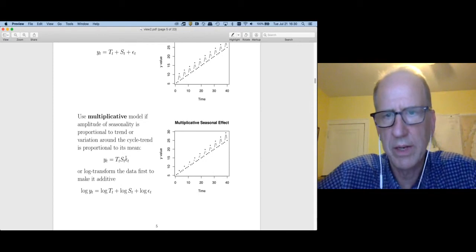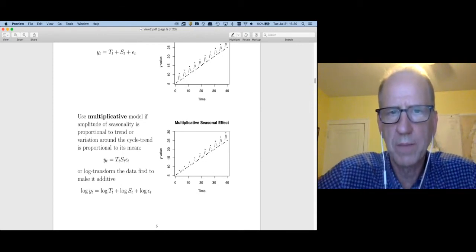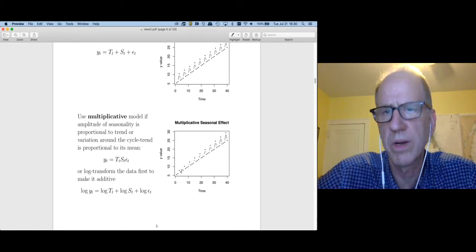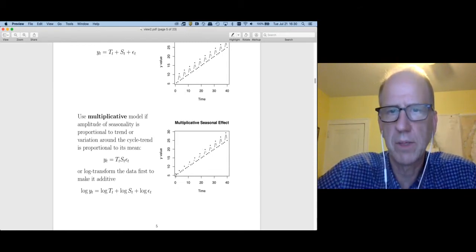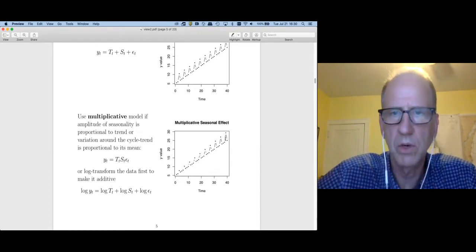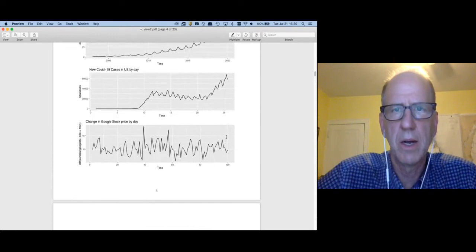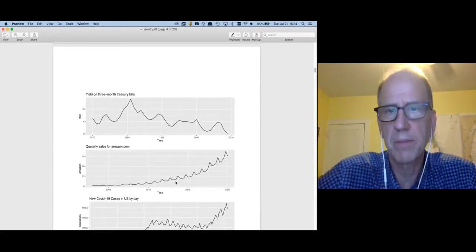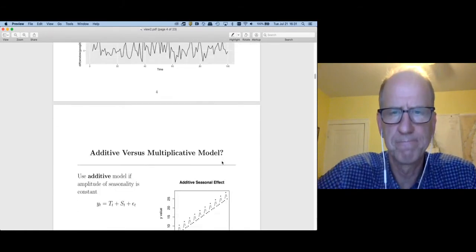Multiplicative, on the other hand, is where it's a product. Okay, so it's going to be the trend component times the seasonal component times the error component. The error component here is 1. And so this gives rise to a time series where the amplitude increases over time. So it's very reminiscent of what we saw with Amazon's stock price, where the amplitude of the period increases.